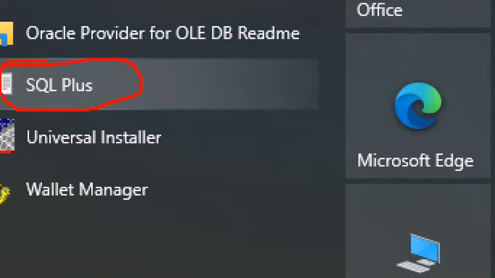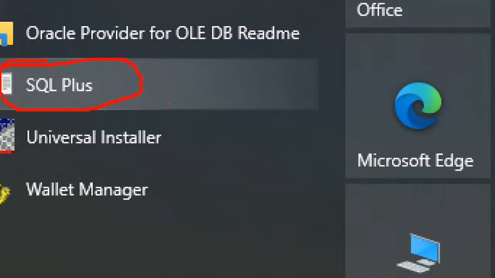What is this tool? What is that server? How will it be connected? What is the username? What is the password? SQL Plus is a tool, and it is the default tool. Again, SQL Developer is a tool. It is a GUI tool. If you install that tool also, not a problem.